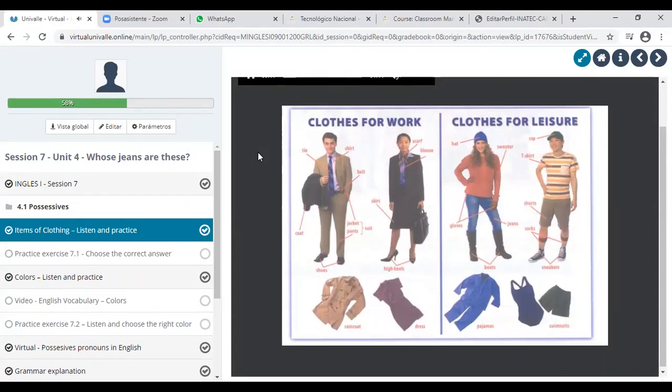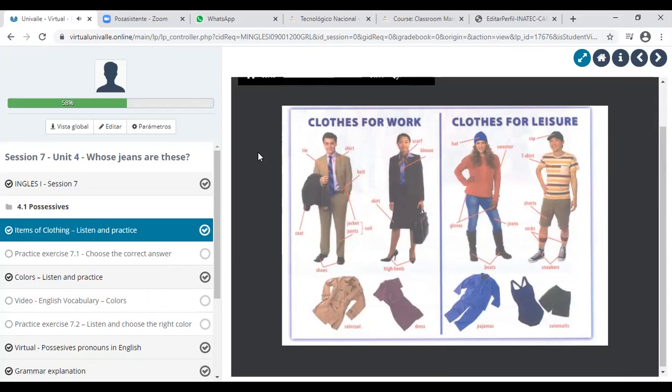Clothes. Clothes for work. Tie, shirt, belt, jacket, pants, shoes, coat, scarf, blouse, skirt, high heels, raincoat, dress. And then now we're going to practice clothes for leisure.